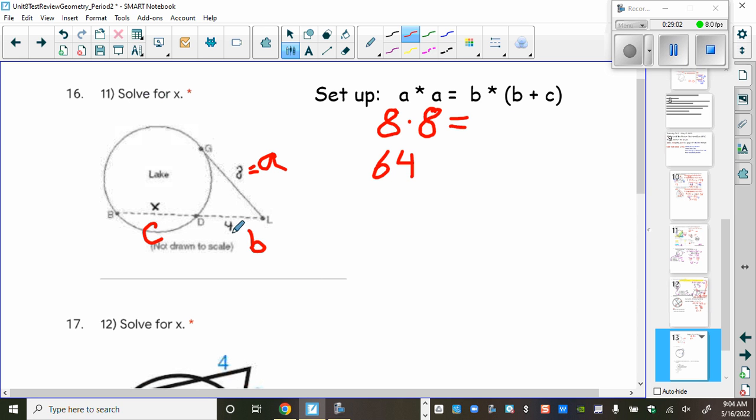Now, B, we said, was 4. So B equals 4 times B plus C. So B is 4 plus C. Now, C is that distance from here to here. What is that distance represented by? What do we see there? Right there. It's our X.